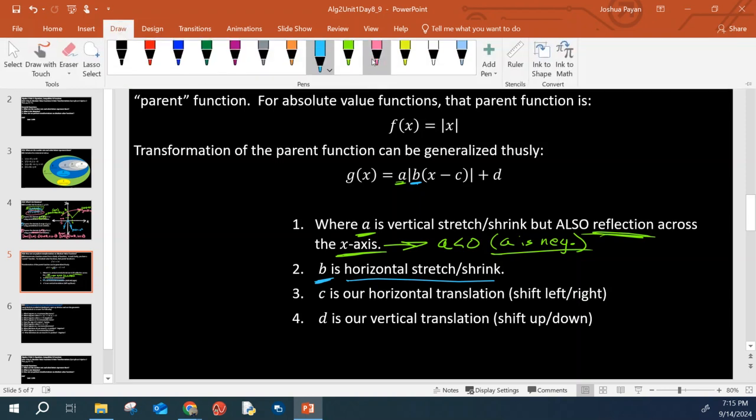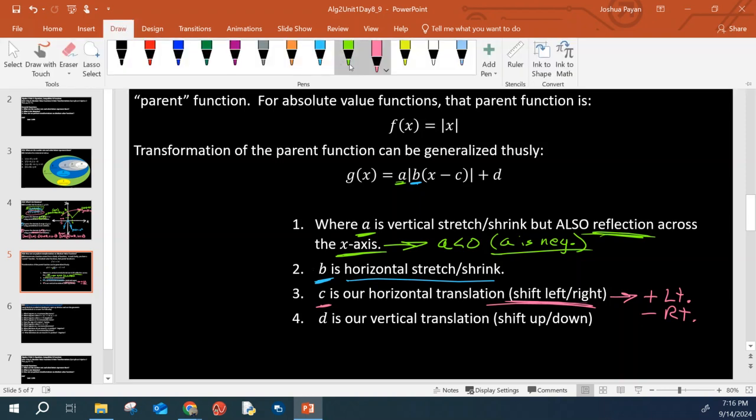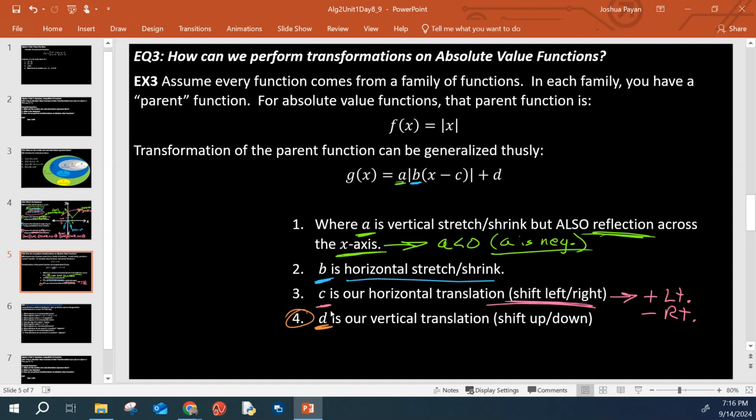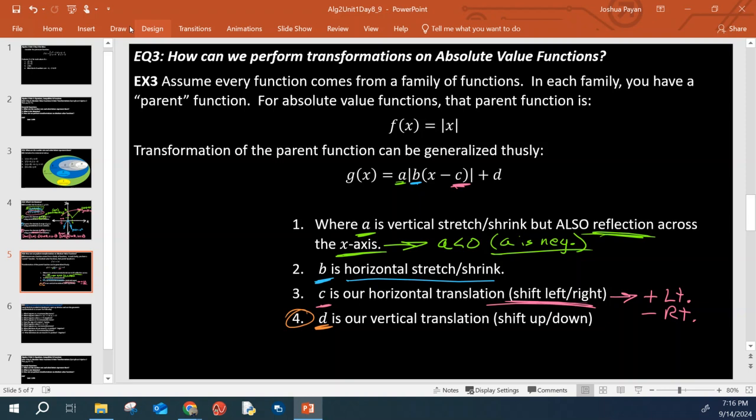Okay, C is our horizontal translation. That means we're just moving either left or right, and I'll go ahead and give you a generalization here. When we add, we move left. When we're subtracting, we move to the right. You'll see what I mean again here in a second. And right here, D, and I forgot to be coloring these as I went. So C was purple or pink or whatever color that is. And D is orange. And that shifts us either up or down. So that just means if we add, we go up. If we subtract, we go down.